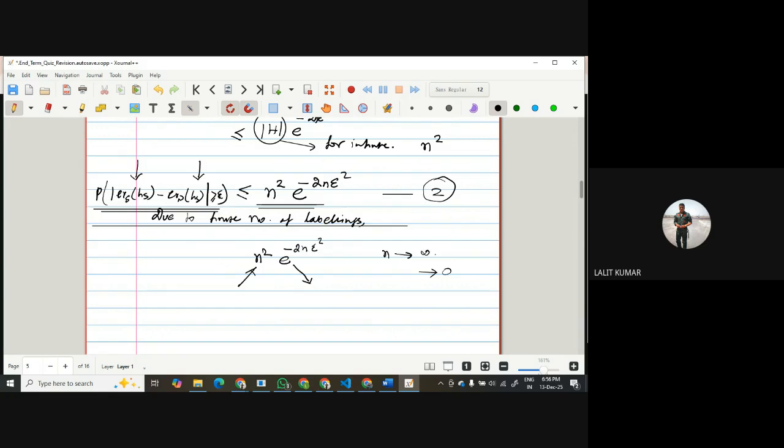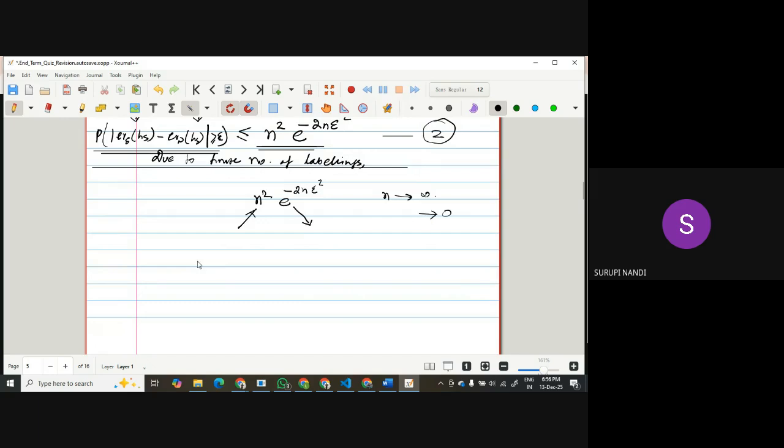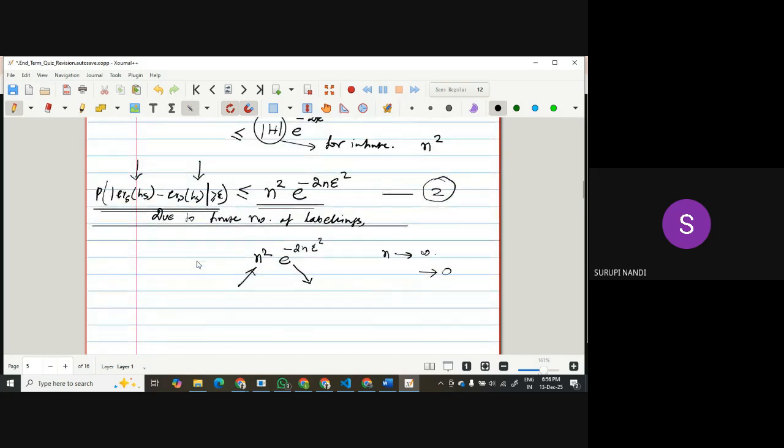Surabhi, is this understood? If I increase the n, as n increases, this term starts decreasing. If n goes to infinity, this term goes to 0. This term going to 0 means that I can give a fair amount of assurance that this error will remain within this bound only.